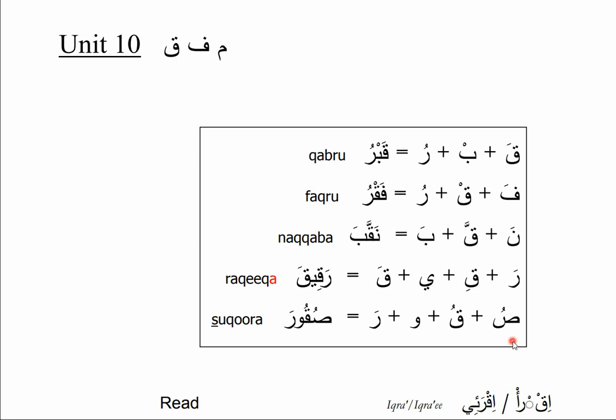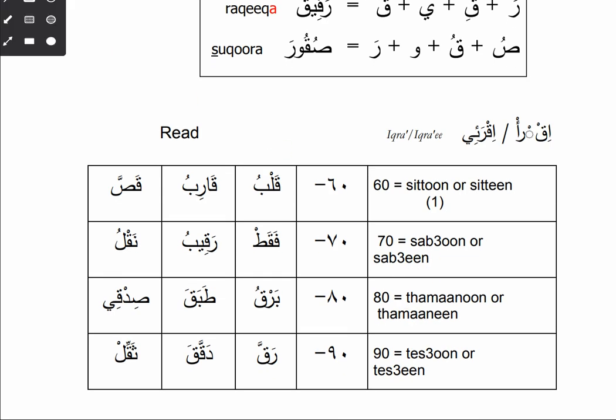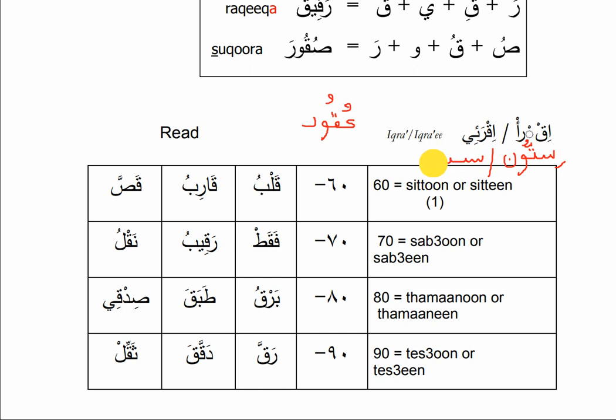Shukura. Suqura. Now here it is again the uquds. We did uquds till 50 and now we are going to do uquds till 90. Uqud means the numbers 20, 30, 40 till 90. So sittun is written as sittun or sittin.